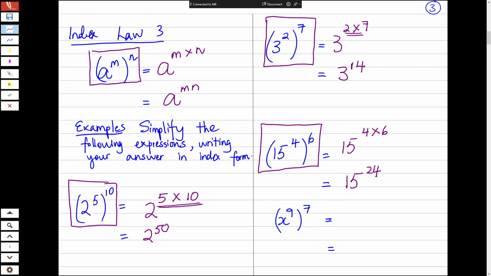All right. Do I need to do anything different here? No. What's changed here? The base is a letter, but remember, the letter, otherwise known as a variable or a pronumeral, can represent any number. So it's more general, but it's still, just think of it as a number. We'll still apply the index law. So we're just going to multiply the indices together, 9 and 7. And that is 63.